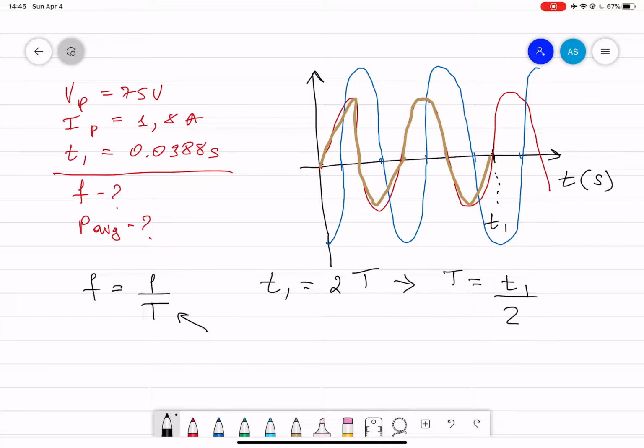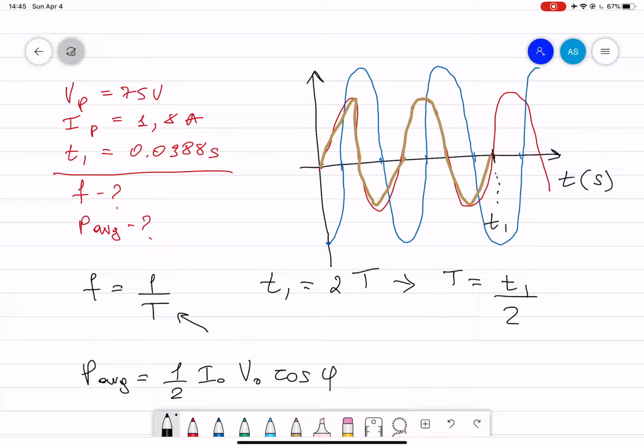Okay. Now the second part, we have to find the average power. Now the formula of the average power is P average equal to 1 over 2 times I0 times V0 multiplied by the cos phi.